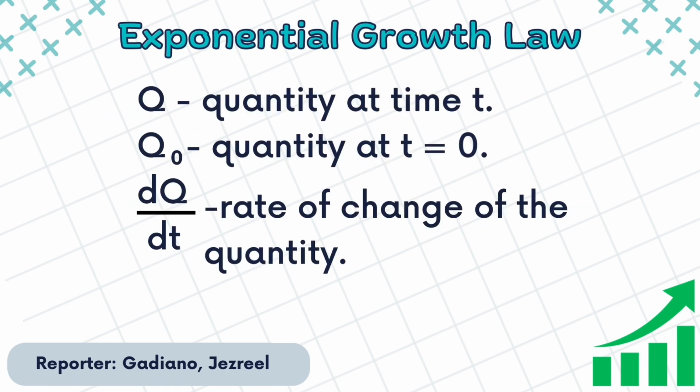Q is used to represent the quantity or amount at a given time t. Q sub 0 is the quantity when t is equal to 0. It is the initial amount. And dq over dt refers to the rate of change of the quantity.